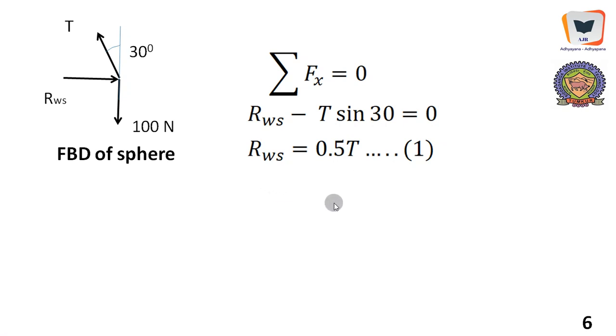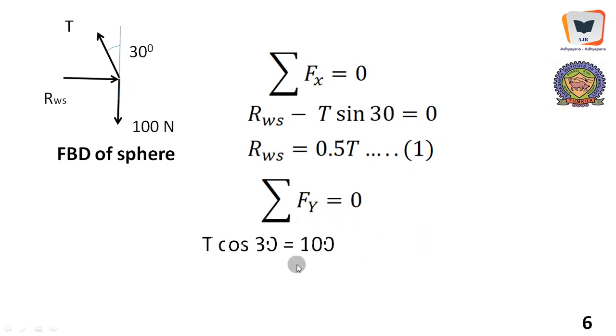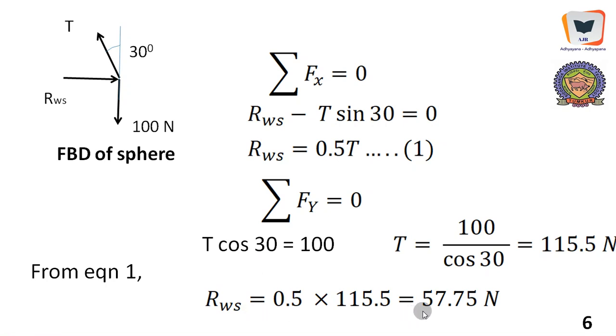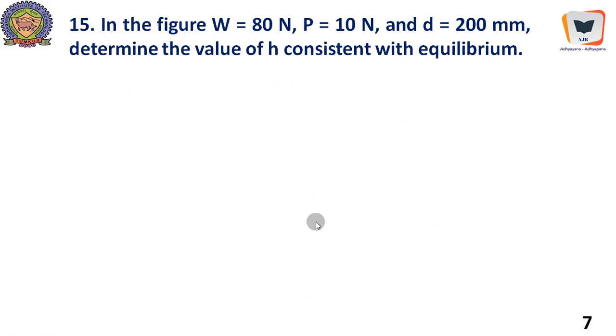We will press the other equation into service, that is sigma Fy equal to 0. We develop an equation like T cos 30, the vertical component of this tension, which is acting up. Therefore it is positive, minus 100 equal to 0. Therefore we send that 100 that side, and we get T equal to 100 by cos 30, that is 115.5 Newton. We will substitute this back over here and we get RWS, that is reaction from the wall, to be 57.75 Newton.